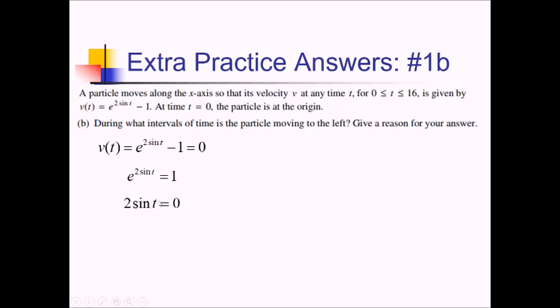And this is basically like having sine of t equals 0. So sine gives you back a value of 0 when you plug in 0, pi, 2 pi, 3 pi, pretty much every integer multiple of pi. But we only have to go out until 16. Out of all of these, I think 5 pi is as far as you need to go before you get to 16. All right, so now we're just going to take a look and see where velocity is negative.